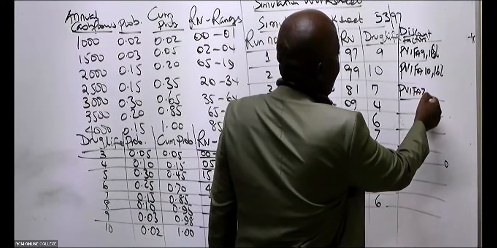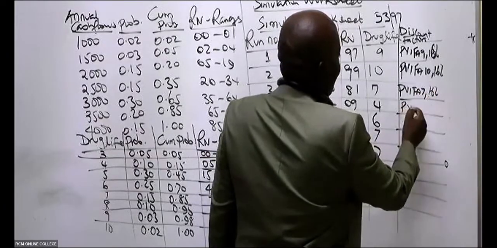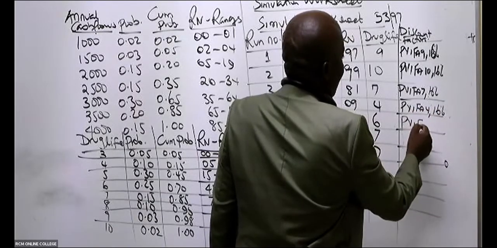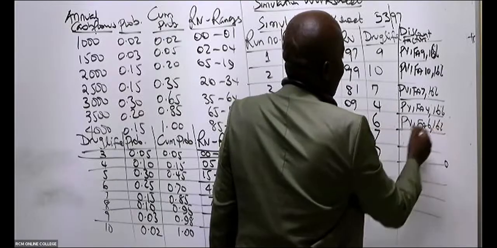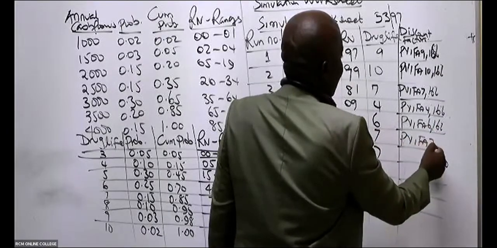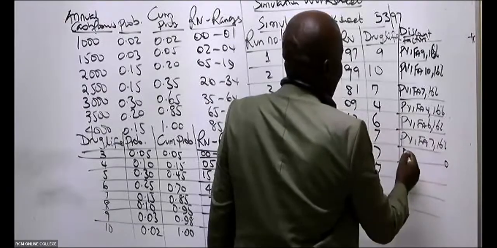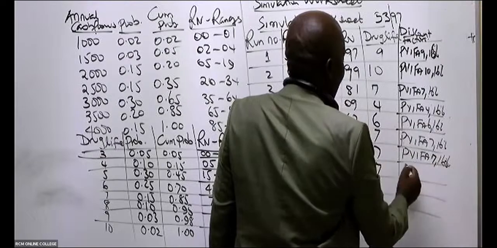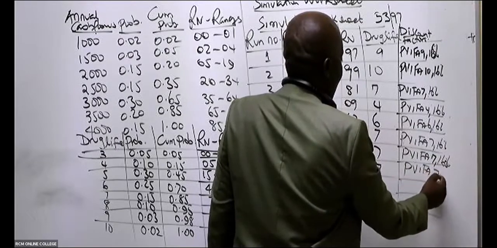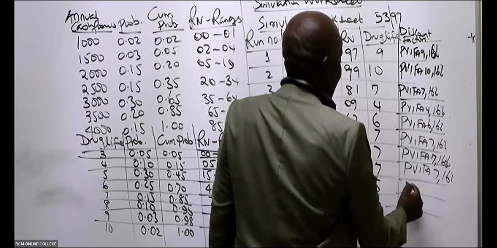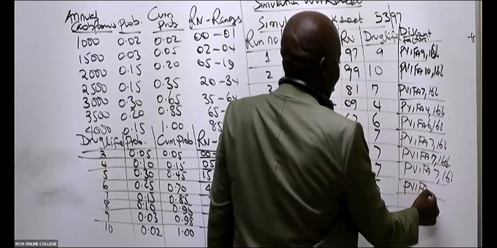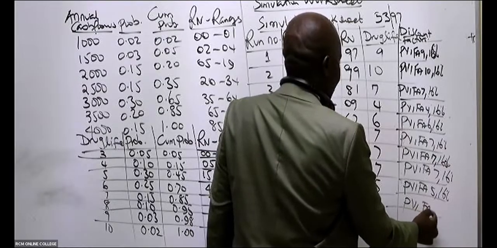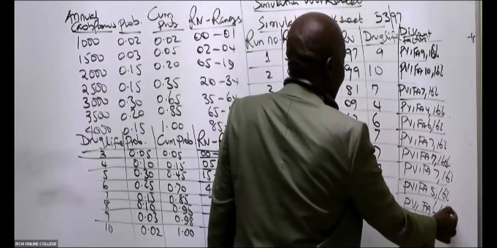Yeah, 7, 16% is common. PVIFA 4, 16%. PVIFA 6, 16%. PVIFA 7, 16%. PVIFA 5, 16%. PVIFA 6, 16%.